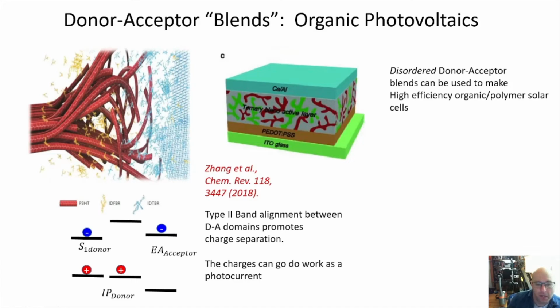And so the type 2 band alignment, again, energetically drives some charge separation across the donor-acceptor interface. Say any place you see a red and blue interface should be a possible type 2 band alignment location where charges could separate. And then in principle, those separated charges can be moved away to light up a light bulb, do work as the photocurrent in a solar cell.